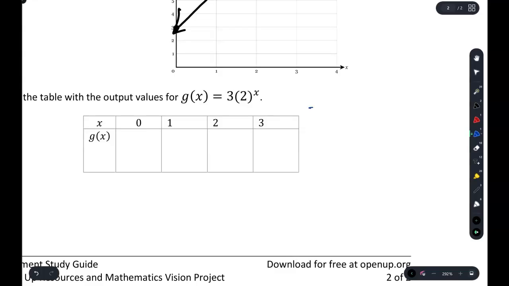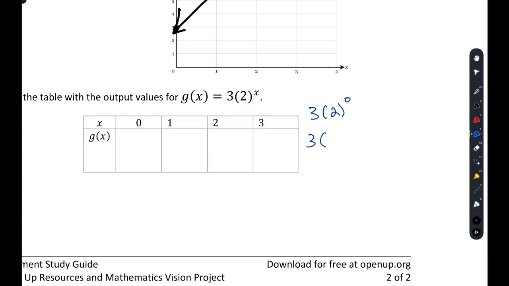All right, we got 3 times 2 raised to the 0, 3 times 2 raised to the 1, 3 times 2 raised to the second, 3 times 2 raised to the third. So now we're going to do 2 to the 0. Anything raised to the 0 is 1. So that's going to equal 3 times 1, which is equal to 3. I put 3 over here.